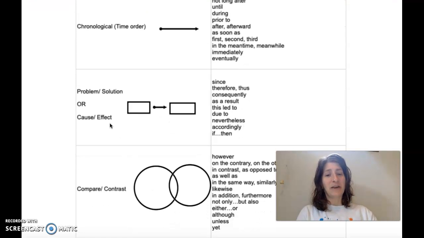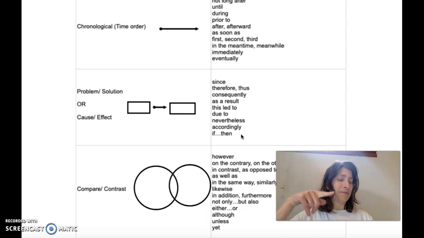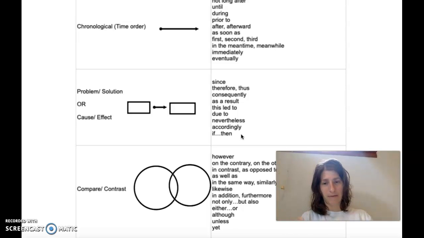There's another kind that's very similar. It's one thing making something else happen or one thing leading to something else. So there might be a problem. You have to look for the solution. There might be a cause. You might find an effect. Here are some common transition words or bridges from one idea to the next. Since, therefore, thus, consequently, as a result, this led to something else. Due to, nevertheless, accordingly, or if this happens, then something else will happen.